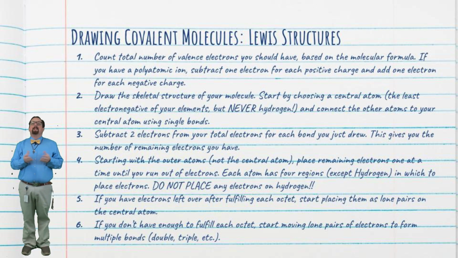There are some more specific rules that go with that, but essentially the goal is to have the correct number of valence electrons and have every atom with 8 valence electrons around it, except for hydrogen, which only ever wants 2. If you have placed all your electrons and you have atoms that don't have 8 around them, you can move those electrons around to create double or triple bonds.